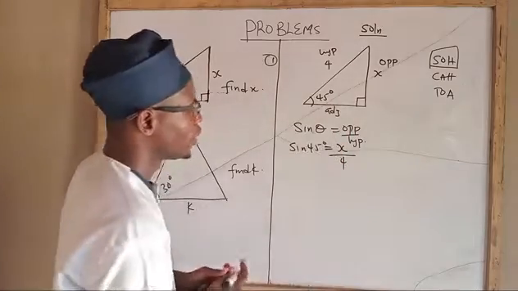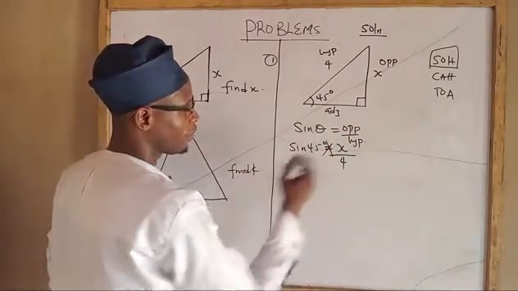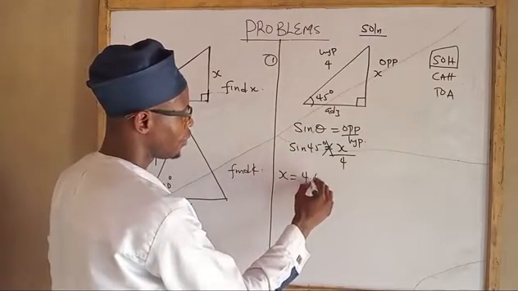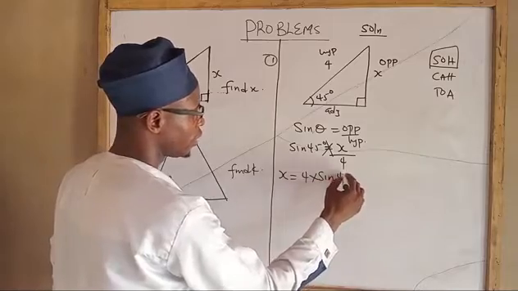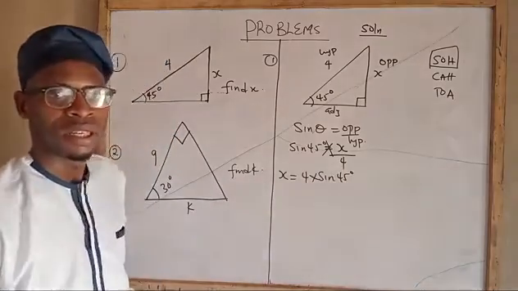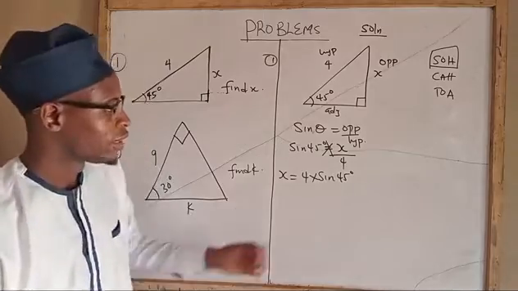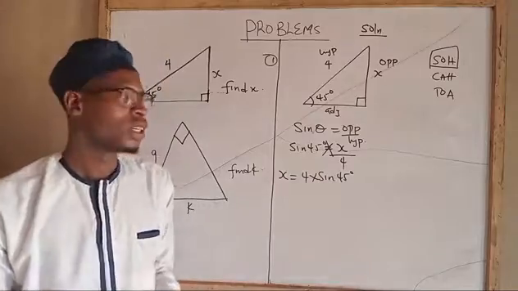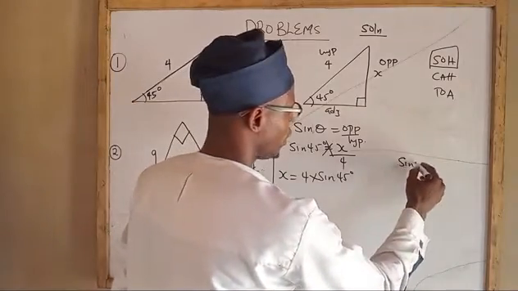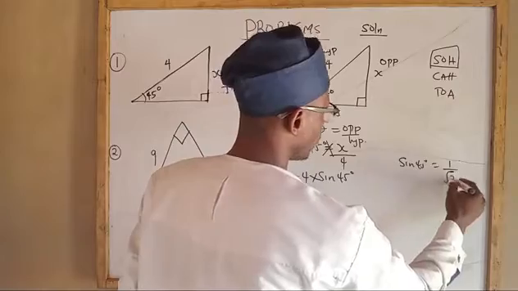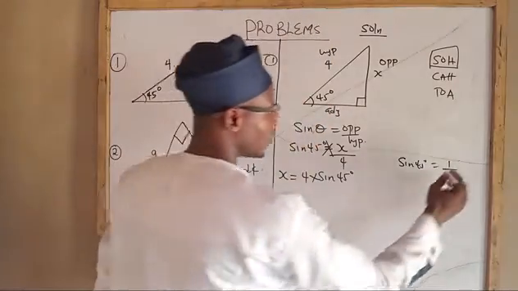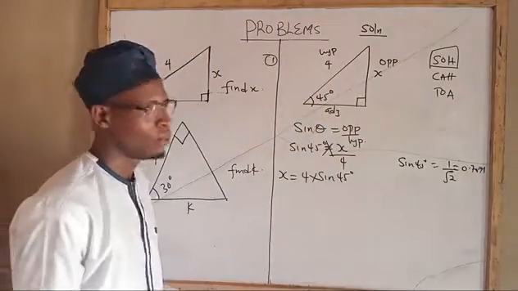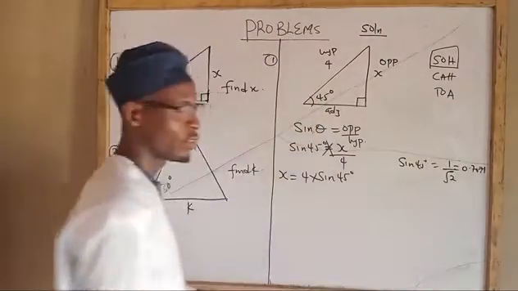4. So the next thing is to cross multiply. When you cross multiply, you will have x equals to 4 multiplied by sine 45 degrees. And of course, sine 45 degrees is 0.7071 because it's a special angle. Sine 45 is just 1 divided by root 2. So when you evaluate this in the calculator, you will have 0.7071 in decimal.